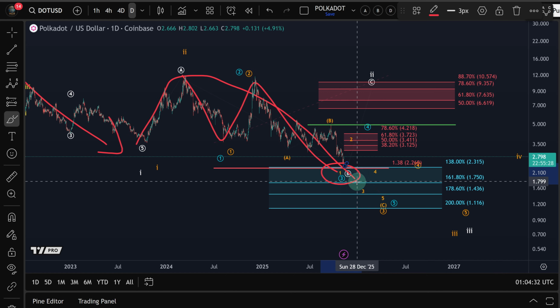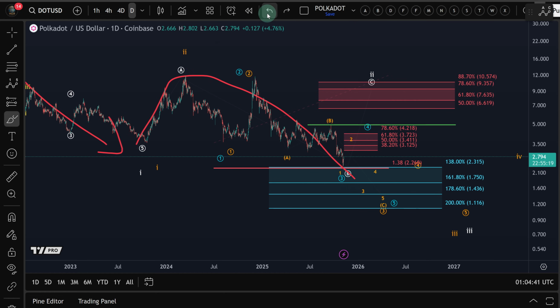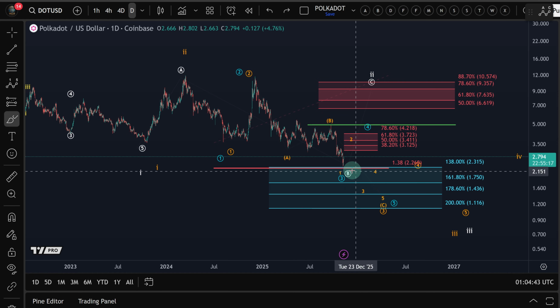Then this B wave should normally not retrace more than the 138% retracement, $2.27. So the market basically has just bounced from what we would say is normally the maximum retracement level for an overshooting B wave to the downside. So therefore, a bounce is not unexpected.